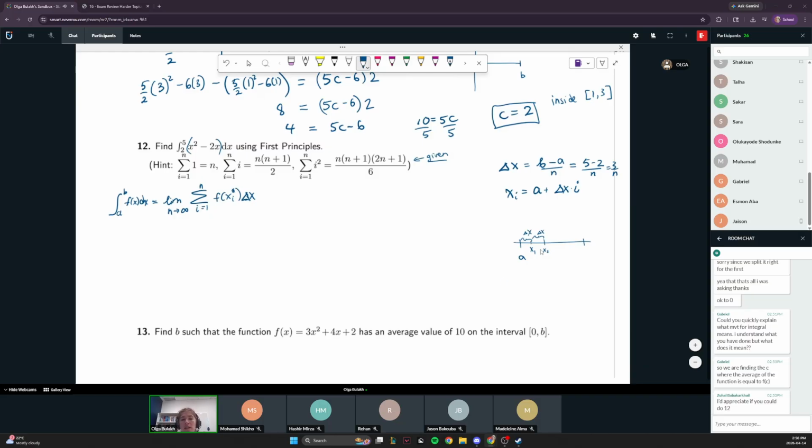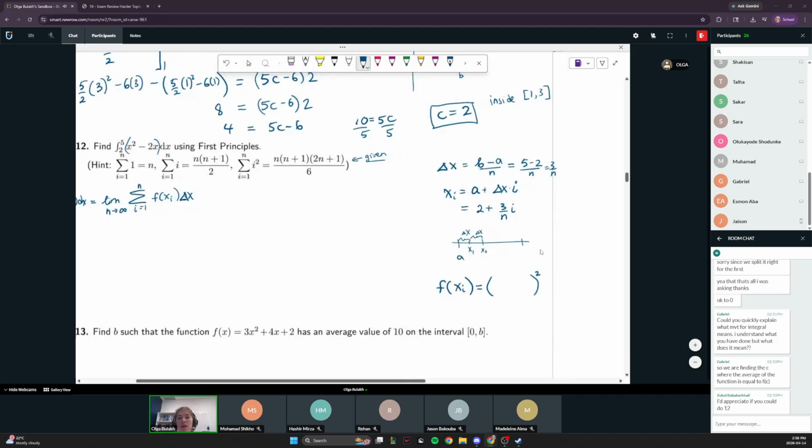So if I wanted to find f at xi, and this is f of xi star if you prefer to say that, I'll drop the star. I don't think I need it. In this case, let's figure out what that is. For us, it's 2 plus, we already found delta x, so it's 3 over n times i. So to find f at xi, my function is what's in the integral, x squared minus 2x. So I'm going to put x squared, but instead of x, I'm going to put my xi.